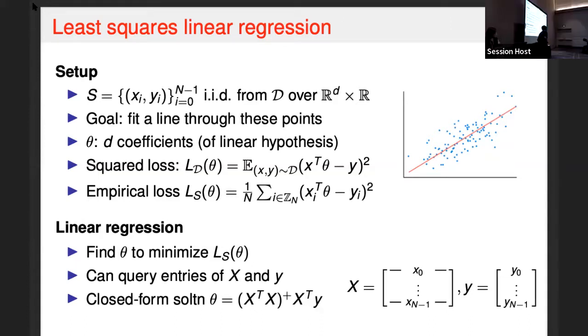If we make lots of queries to read out every entry of capital X and Y, then actually we have a closed-form solution for the linear regression problem. You can just compute the Penrose pseudo-inverse of X transpose X and apply it to X transpose Y. But there are some downsides to this.